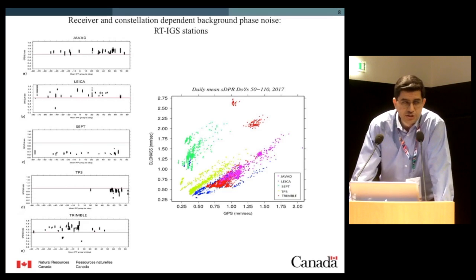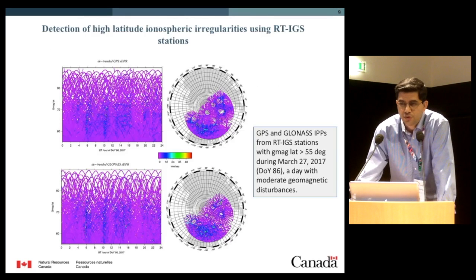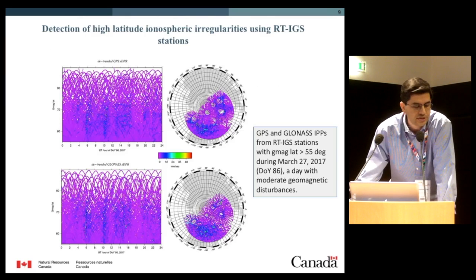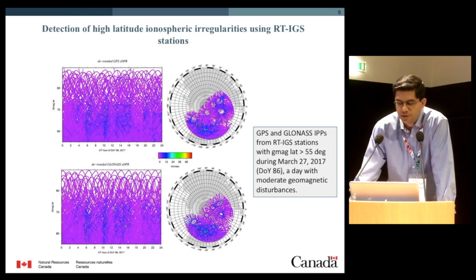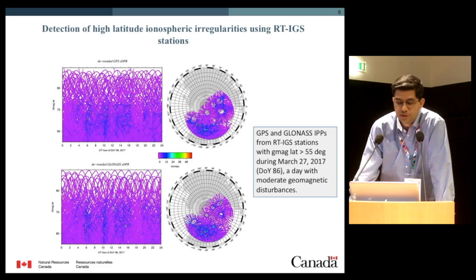Okay, considering these factors, we are using both constellation-dependent and receiver-dependent detrending for the ionospheric irregularity indexes. This is an example of March 27, 2017, a day with moderate geomagnetic activity. On the top, only GPS values are used, again for all the RTIGS stations above the geomagnetic latitude of 55 degrees, and on the bottom are the GLONASS ones, again for the same day.